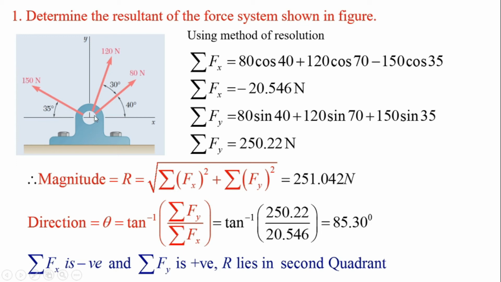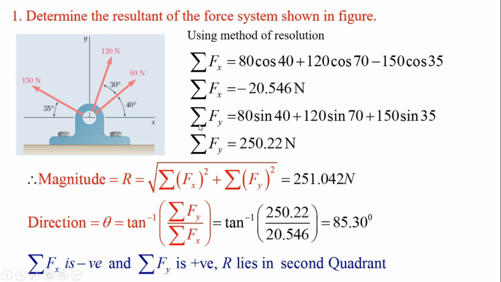The force is acting away from the point, so component x is acting to the left, or along the negative x axis. Hence put a negative sign for the x component: minus 150 cos of 35. Thus summation Fx is equal to minus 20.546 Newton. This is summation Fx.